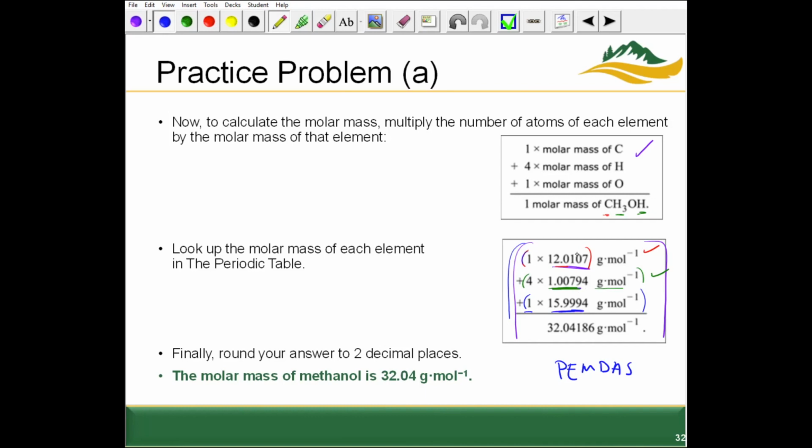Be sure to multiply this first. So there's 1 carbon atom, multiply that first. We'd also need to multiply 4 times the weight of 1 hydrogen atom. So multiply those first, then we add all them together. Therefore, for 1 molecule of methanol, we get a molar mass or molecular mass of 32.04 grams per mole. We were told in the problem to round to 2 decimal places, so we can do that.